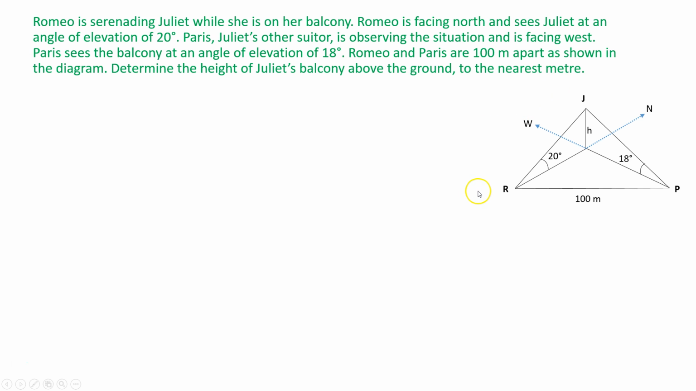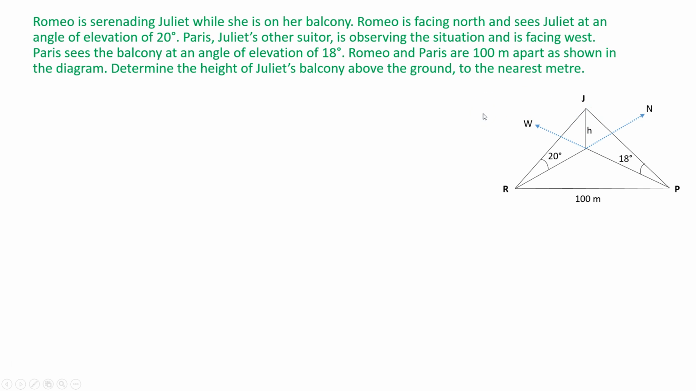So let's look at this situation more closely. So we have Romeo standing here. He sees Juliet at an angle of elevation of 20 degrees, and he's facing north. 100 meters away from Romeo, we have Paris. Paris sees Juliet at an angle of elevation of 18 degrees, and Paris is facing west. Okay, and we have Juliet right here on the balcony, and she's a certain height above the ground.